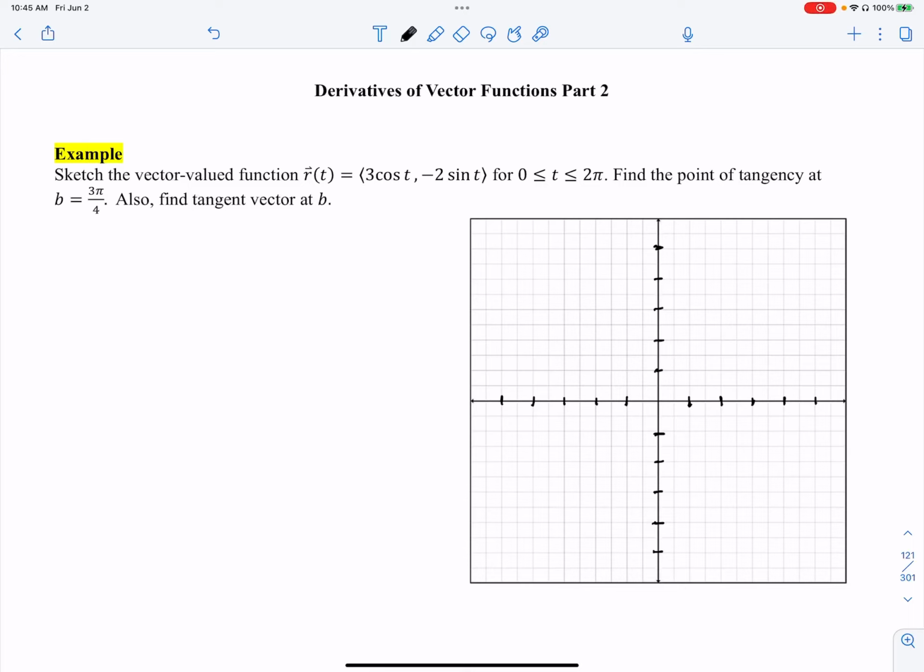In this video, we'll continue our discussion of derivatives of vector-valued functions, finding some tangent lines, tangent vectors. So sketch the vector-valued function. There are multiple steps to this, so I'm going to label. This is one: sketch the vector-valued function, find the point of tangency, and then find the tangent vector at b. All right, so number one.